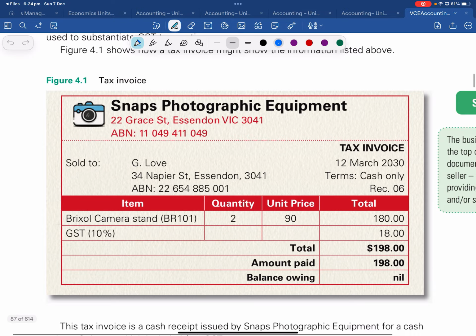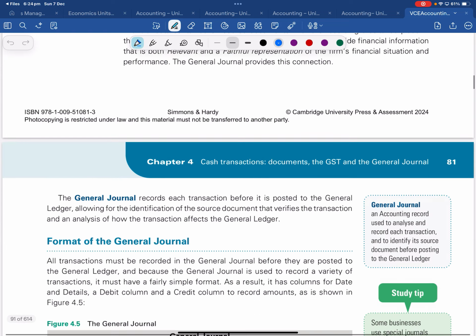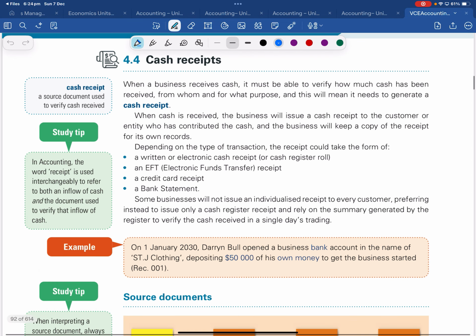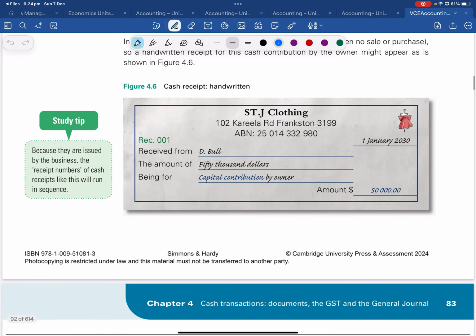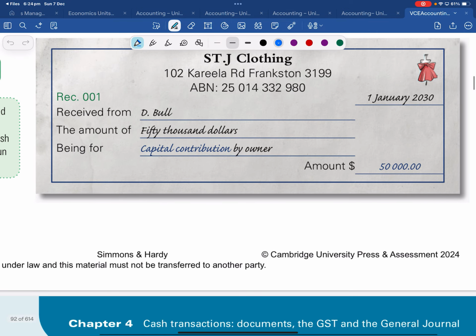However, they will tell us what business we are doing the accounts for, so we don't really have to worry. Right. So this one, what do you think about this?